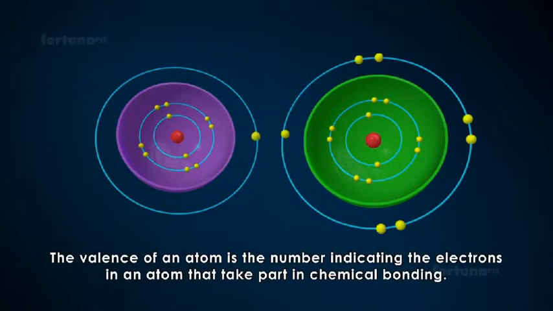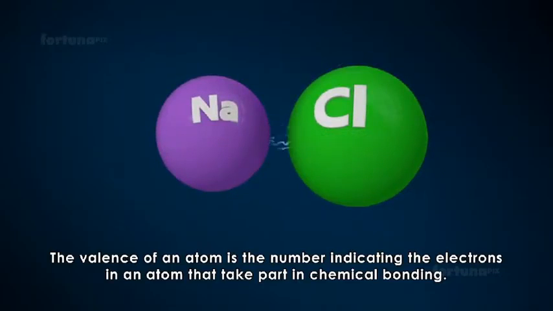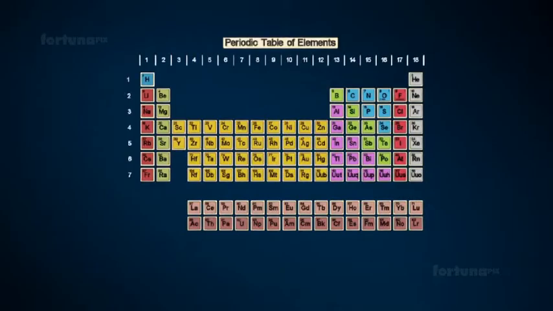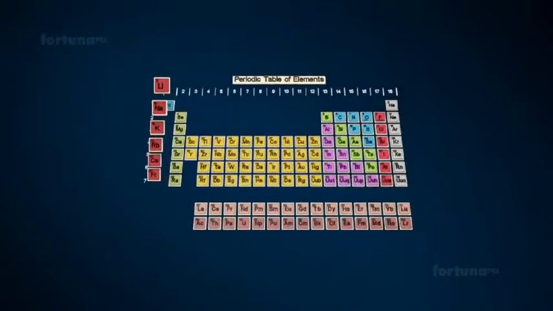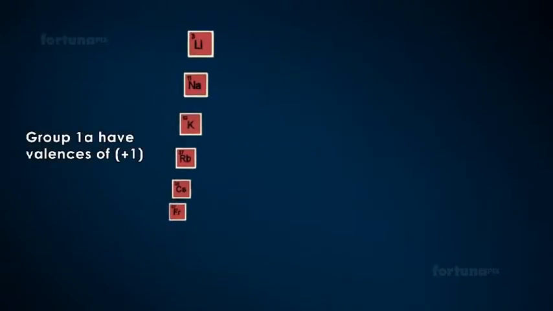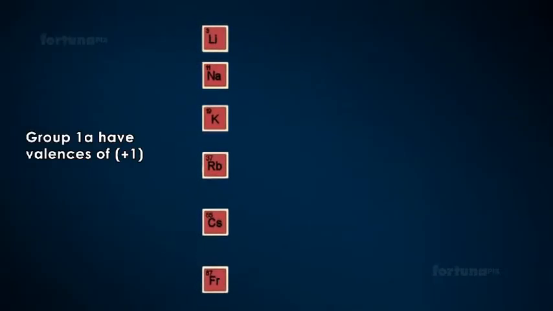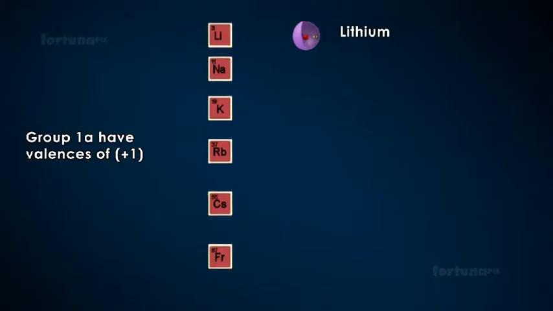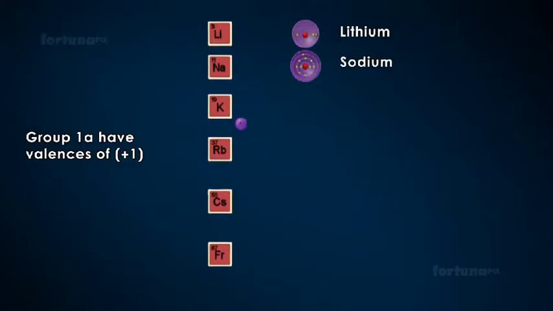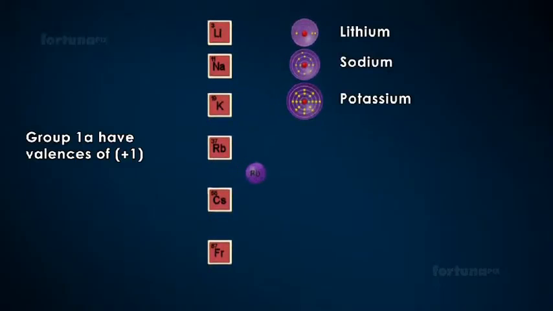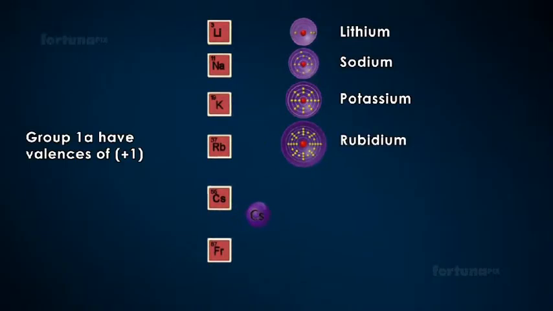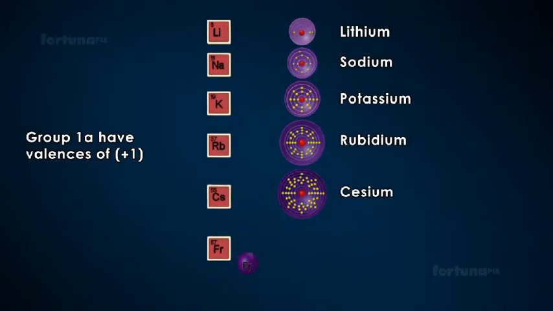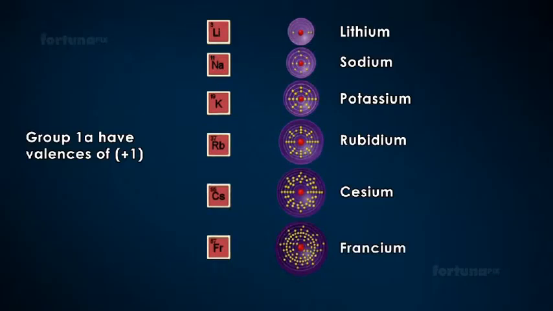The valence of an atom is the number indicating the electrons in an atom that take part in chemical bonding. The rules of valence. Atoms of group 1A have valences of +1. These elements are lithium, sodium, potassium, rubidium, cesium, and francium.